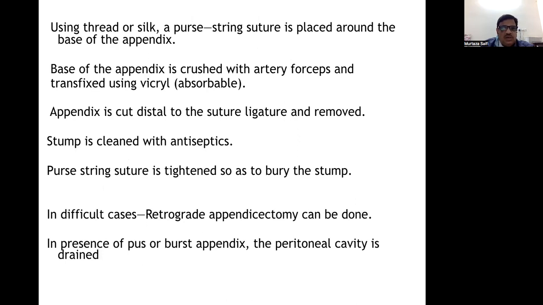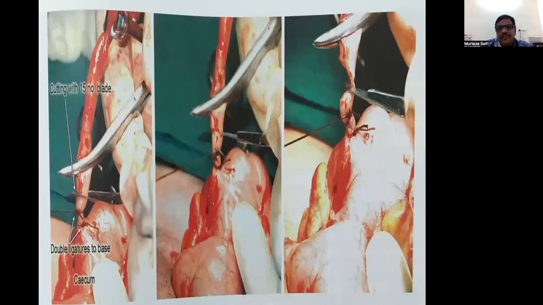Appendix is cut distal to the suture and ligature and removed. Stump is cleaned with antiseptic betadine solution. Purse-string suture is tightened so as to bury the stump. In difficult cases, retrograde appendicectomy can be done. In presence of pus or burst appendix, the peritoneal cavity is drained. Then we place a drain.